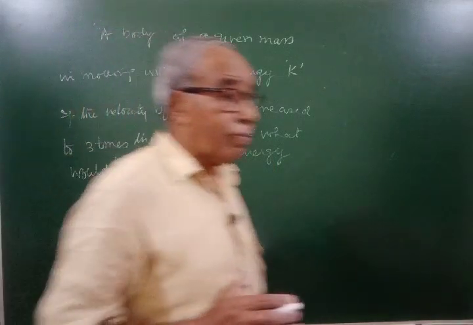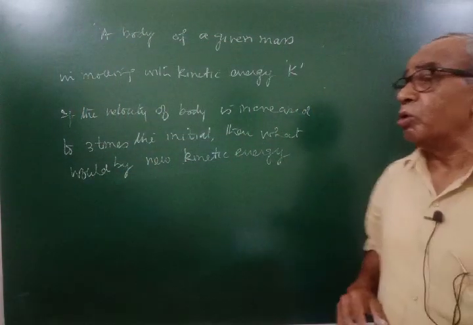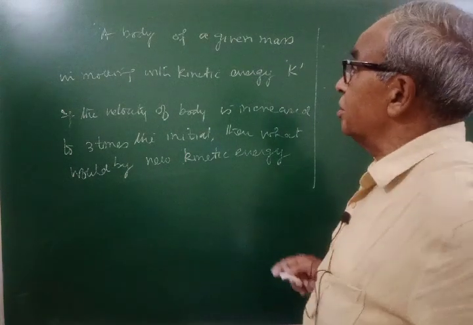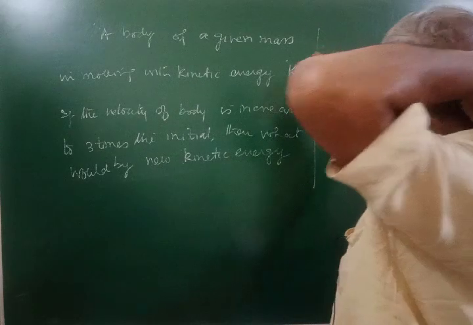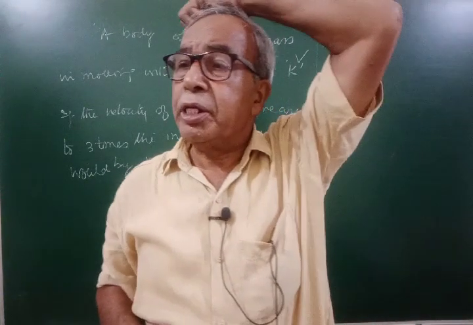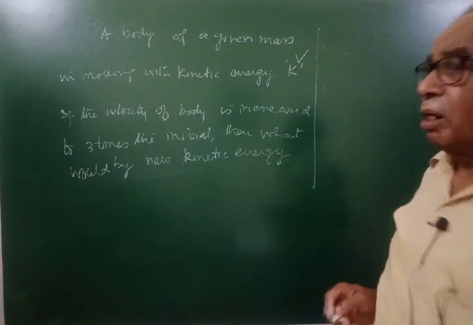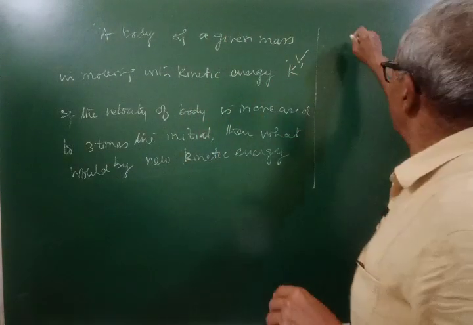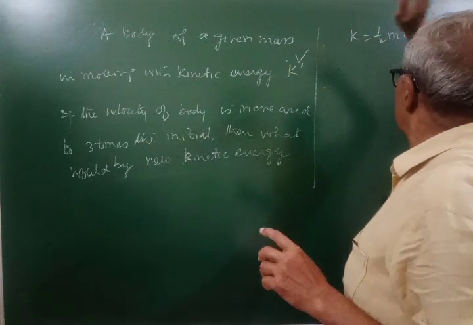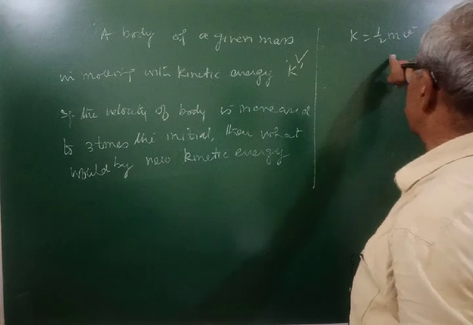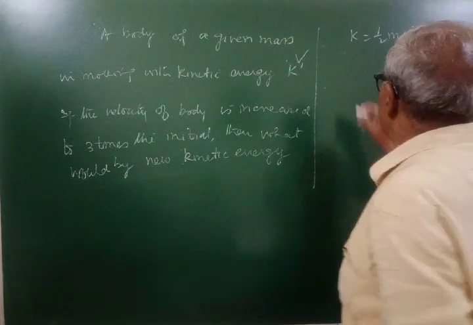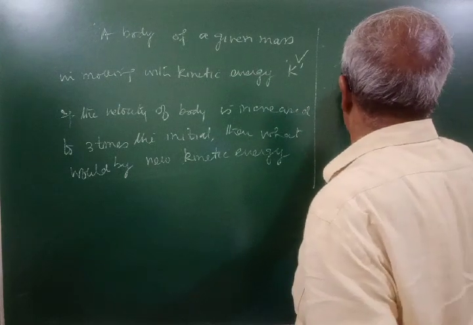Please learn the basic fundamentals of physics. Don't go into calculation. So you are asked, you are not given the mass of the body, you are given only kinetic energy. But you are given here that velocity is increased 3 times. So K equals half m v square, where v is the speed of the body, m is the mass. Now the mass is not changed. If the velocity increases 3 times, so K dash.